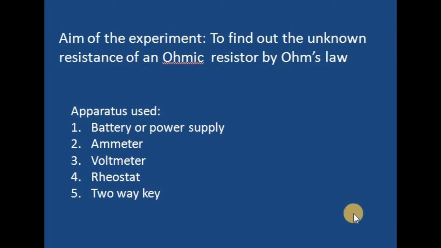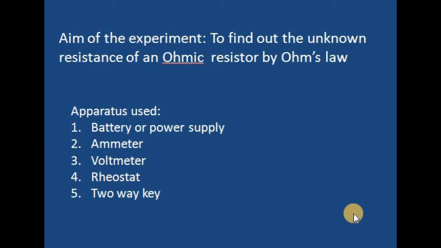So hello everyone. Today I'm going to teach you how to find out the unknown resistance of an ohmic resistor by Ohm's law. We all know that Ohm's law is a relation between the potential difference and the current flowing through a conductor. That means the potential difference is directly proportional to the current, and from this relation you can find out the resistance of a particular resistor.